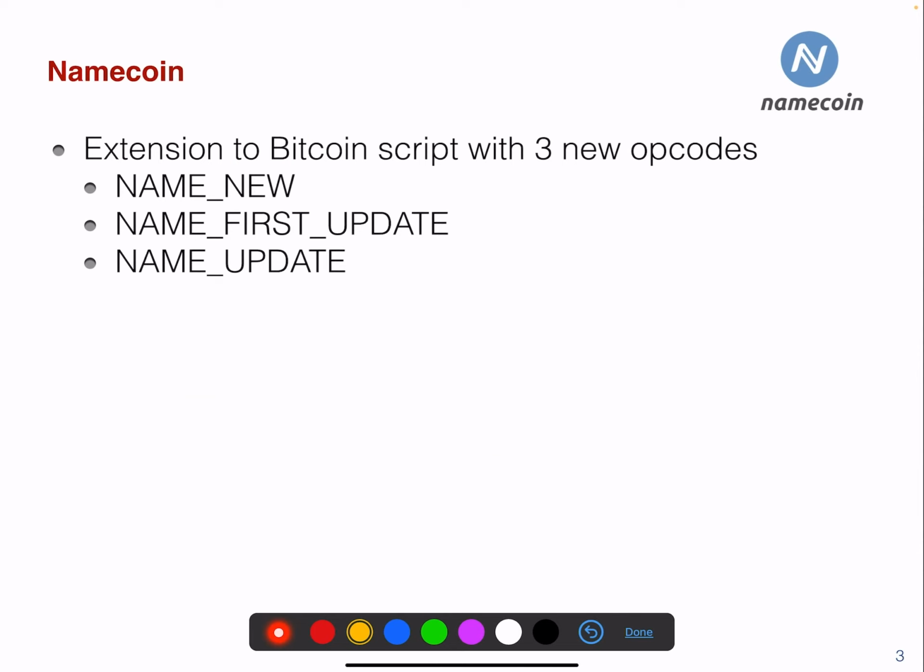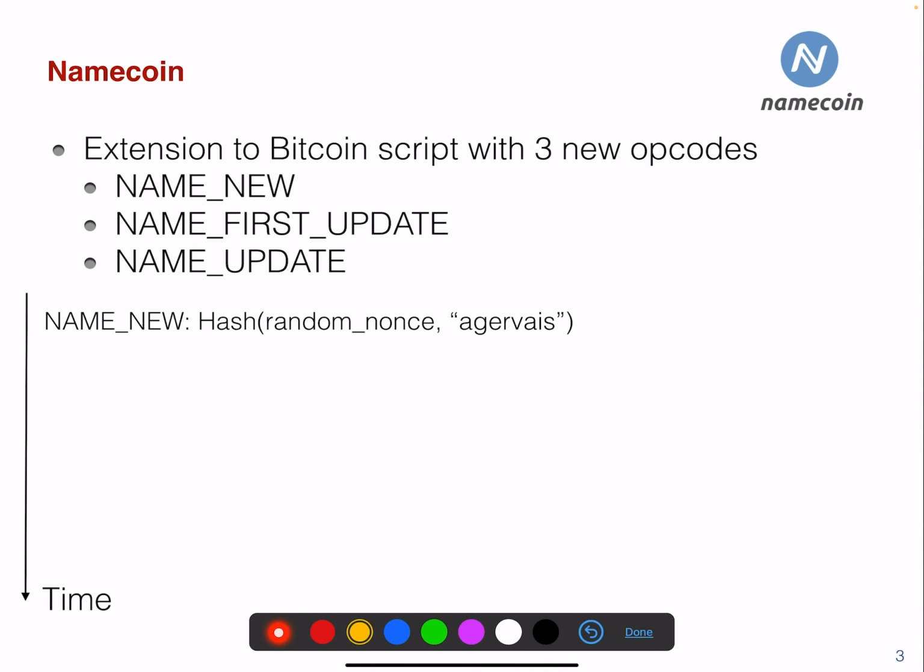Now, it's an extension to Bitcoin, where the Bitcoin script language is extended. This means there are 3 new opcodes that have been added, namely name new, name first update, and name update. And if you look at a timeline, we're going to look now at how to register a Namecoin domain name. So let's assume you want to register this particular domain name, right? Then what you do is you issue a transaction.